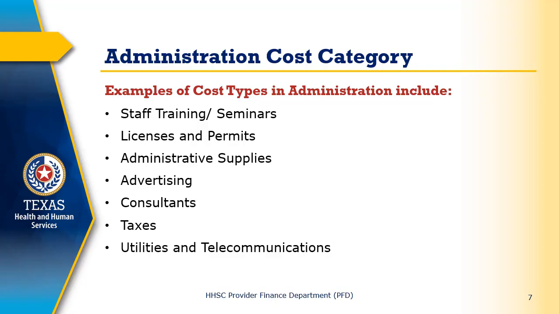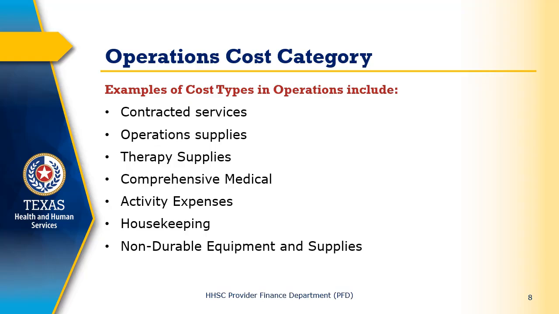The next cost category you will learn about is administration. Examples of cost types in administration include staff training/seminars, licenses and permits, administrative supplies, advertising, consultants, taxes, utilities, and telecommunications. The final cost category we will review is operations. Examples of cost types in operations include contracted services, operations supplies, therapy supplies, comprehensive medical, activity expenses, housekeeping, and non-durable equipment and supplies. Next, we will discuss the supporting documentation required for this section.